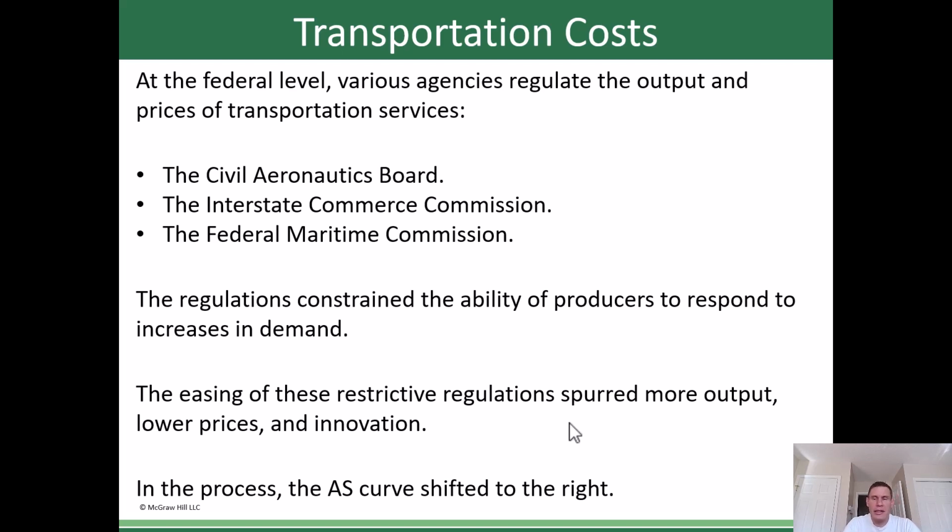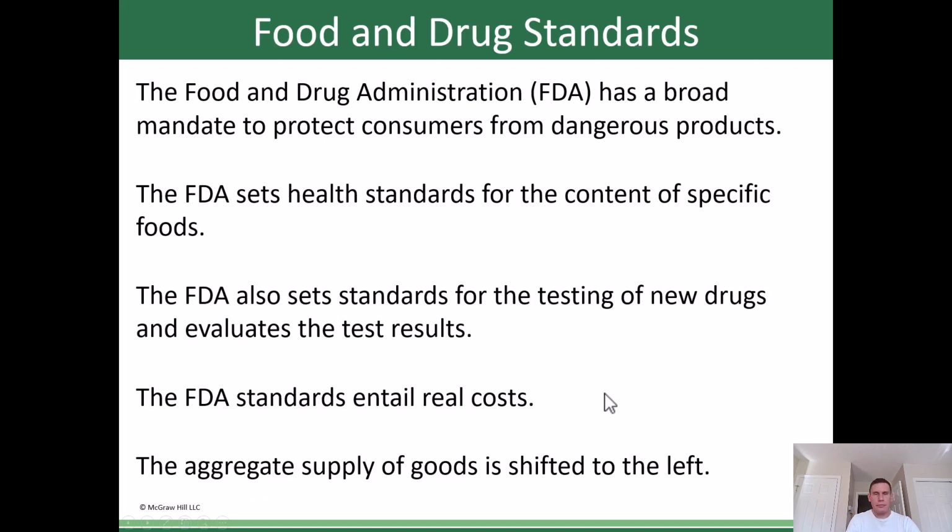The regulations constrain the ability of producers to respond to increases in demand. The easing of these restrictive regulations has spurred more output, lower prices, and innovation. And of course, in the process, the AS, which is the aggregate supply curve, is shifted to the right. So again, just think about it: governments may regulate, which may constrain production and supply, and then they may deregulate, which of course should have the opposite effect.